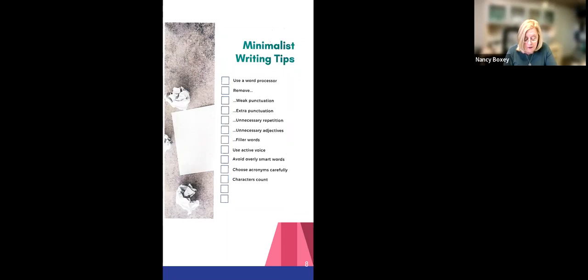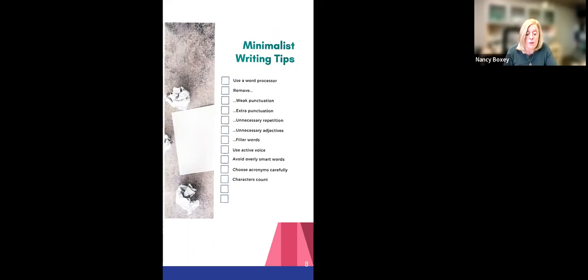What do you want to remove? You want to remove weak punctuation or extra punctuation. Now's not the time to use every single punctuation mark on your keyboard. So make sure that you're not using extra things that don't need to be there or unnecessary repetition. Adjectives, one word can suffice as opposed to 27 saying the same things, or filler words. Because they told you could use up to 5,000 words doesn't mean you have to. If you can say it in less and get your meaning across, you just need to get enough in there to adequately state what you need to state.